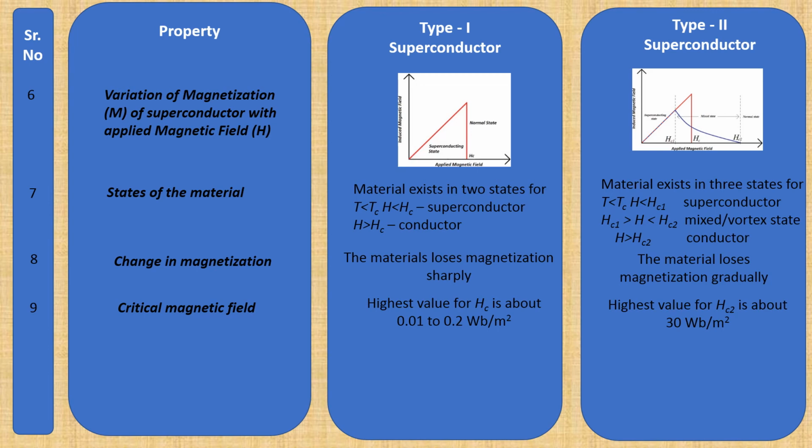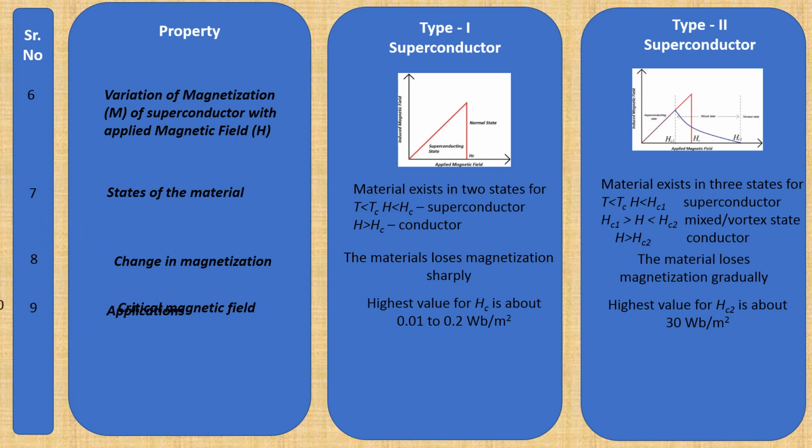So we can observe that for type 1 superconductor, even if we apply a small magnetic field, it loses superconductivity. While in type 2 superconductor, up to 30 Weber per meter square, it persists its property of superconductivity. That's an important point. So we are using these type 2 superconductors to form solenoidal magnets, which are used in different industries.